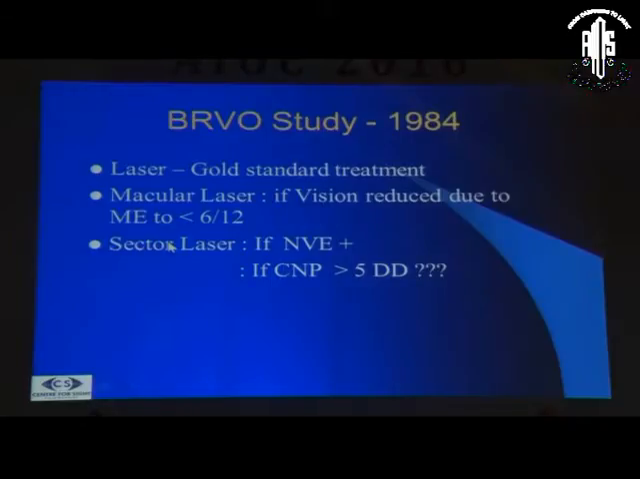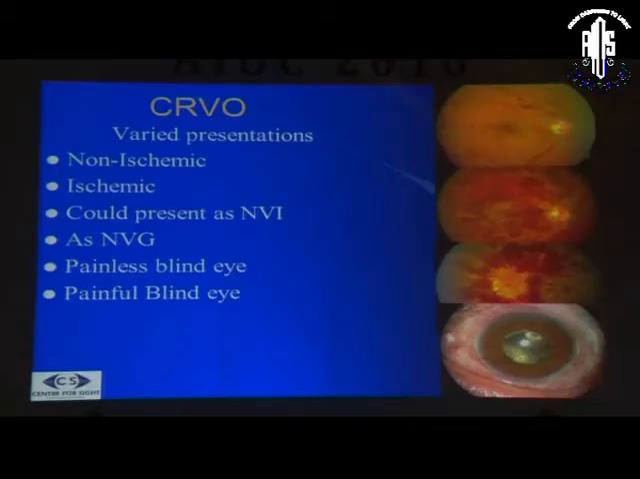The BRVO study group was way back in 84, and they said macular laser only if the vision is reduced due to macular edema, and sector laser if there are issues of neovascularization, if the non-perfusion is more than 5 disc diameters. So for the BRVO study, just remember there are two things: macular laser if macular edema is causing vision loss, or sector laser if there is neovascularization.